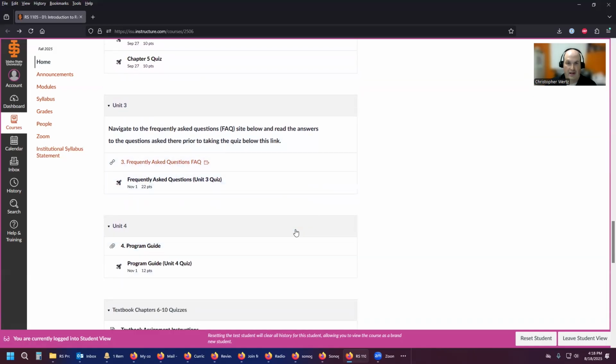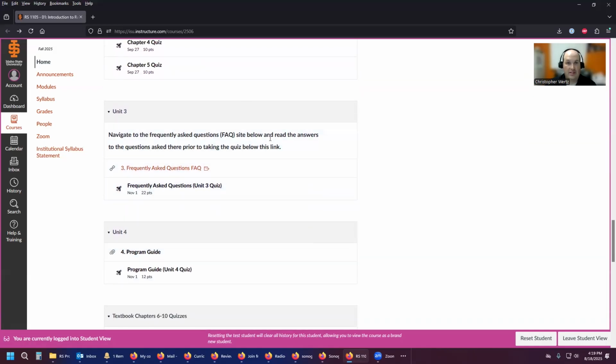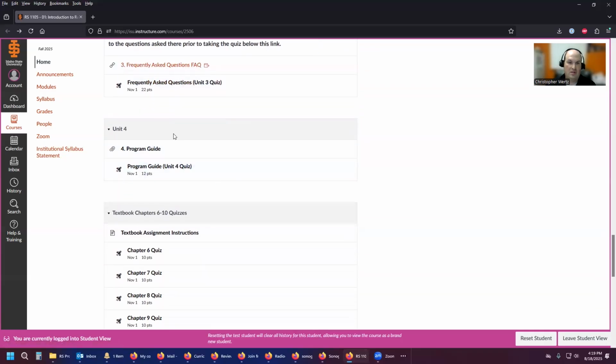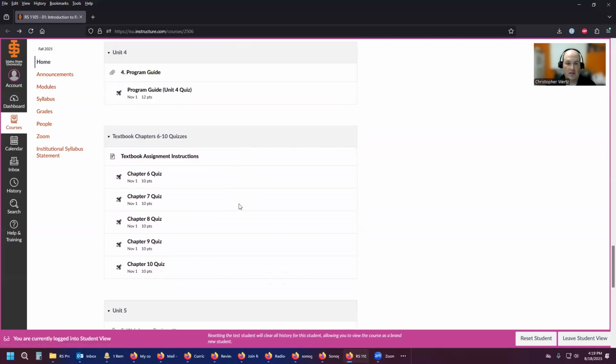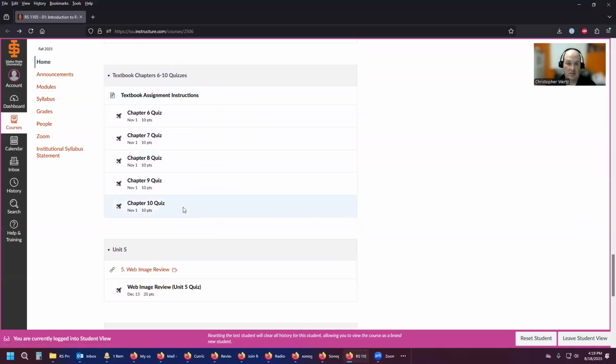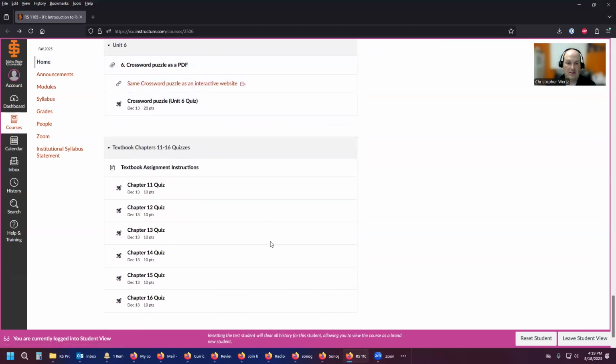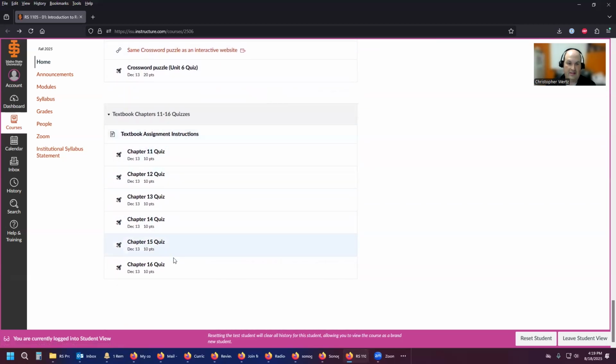Just don't get behind in your courses. Again, I don't accept late work. So get it done by these due dates. For Unit 3, you'll look at this website and then take a quiz. Unit 4 is a PDF that you'll download and look at, then take the quiz. Then chapters 6 through 10 quizzes. Unit 5, Unit 6, and then the last 6 chapters in the book, 11 through 16.